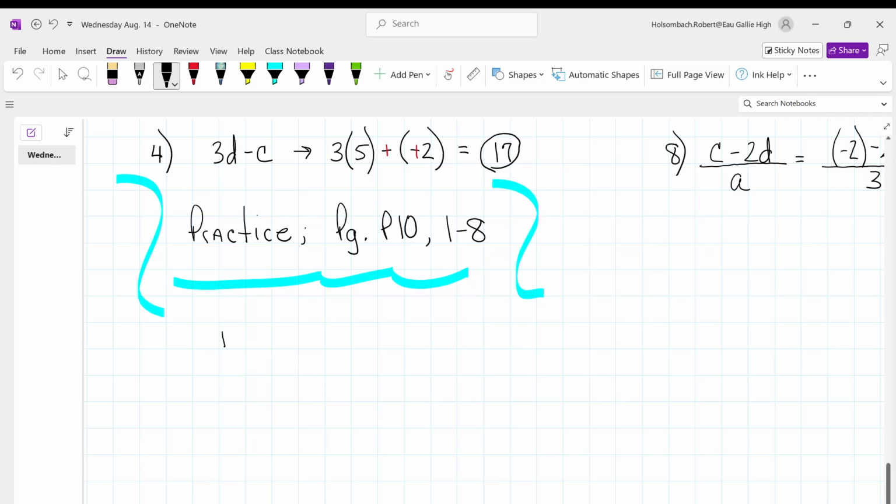Reminder that your posters are due August 22nd at the latest. Nobody has turned a poster in yet, so hopefully you're working on them. Hopefully you've got them almost finished and you're ready to just bring it to school and turn it in. Okay?